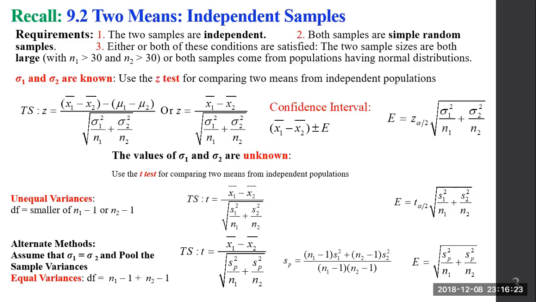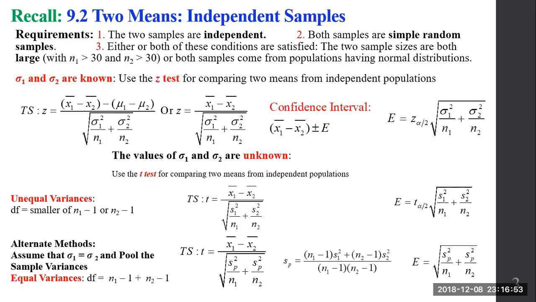Notice the same confidence interval, that means x1 bar minus x2 bar plus or minus E, is used as before. However, the formula for E is different: E equals t alpha over 2 times the square root of s1 squared over n1 plus s2 squared over n2. So not only has the z changed to t, the sigma 1 has changed to s1.